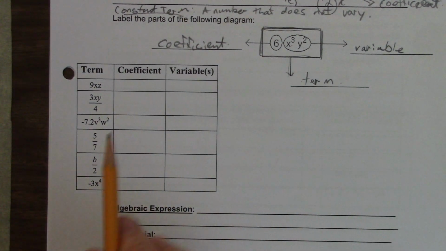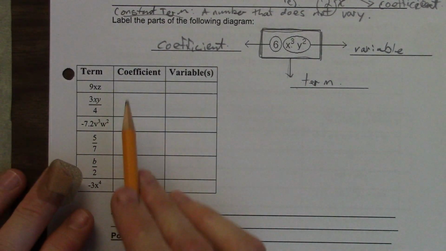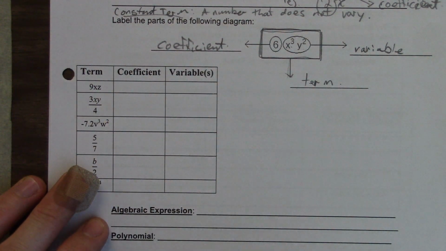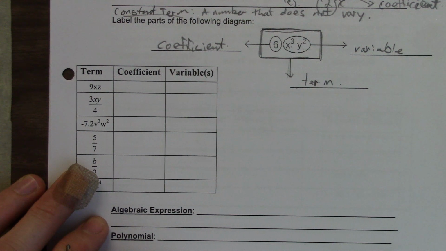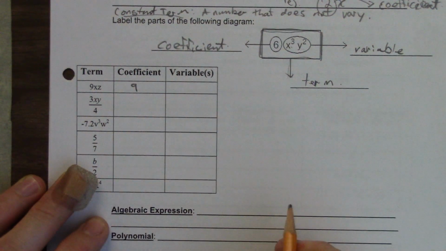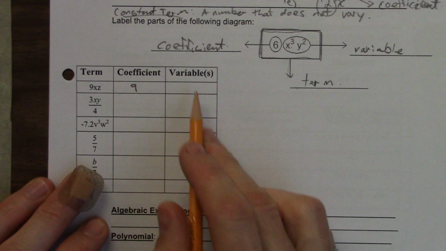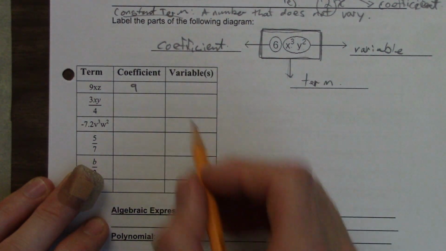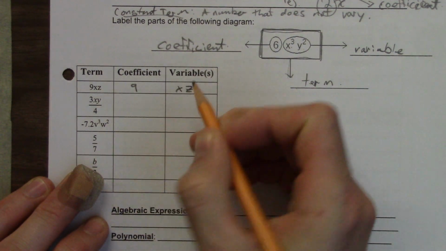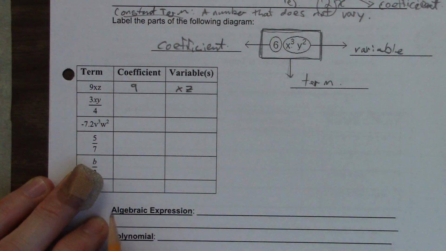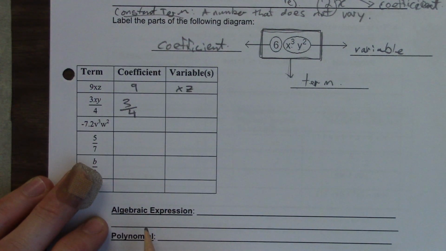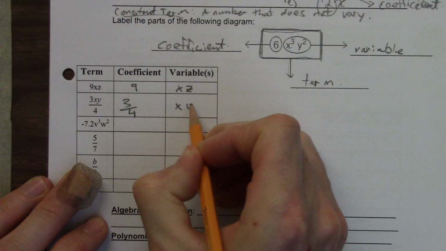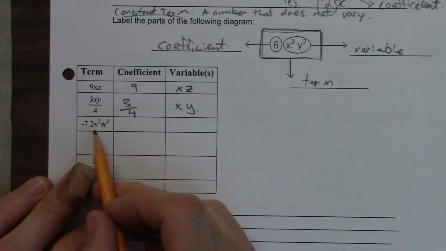All right, let's do this. We're going to go in order here. Maxis, what's the coefficient here? There's your term. What's the coefficient? Sorry? Nine. Alan. No, variable. X and Z. Yep. Okay, Janir, coefficient. Good. Okay, Josiah, variable. Yes, good. Okay, Douglas, coefficient.